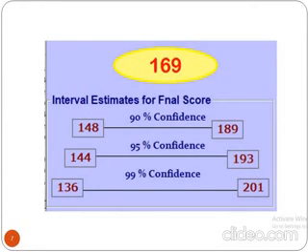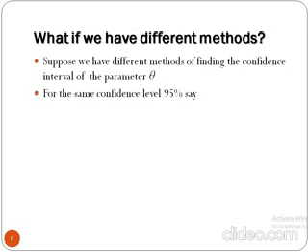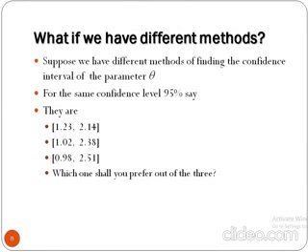It depends on how much precision you want in your study and how much confidence you want to have in your study. Okay, now let us go into the shortest length confidence interval. Before that, a very small exercise. We have different methods of finding the confidence interval of the parameter theta. The confidence level is the same, 95%, and through the different methods I have got 3 interval estimates.